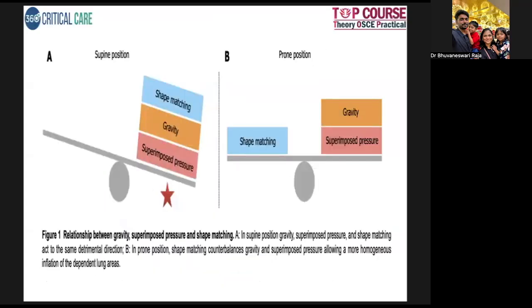Again, this is the relationship between gravity, superimposed pressure and shape matching in supine and prone position. Whereas in supine position, all three act in the same direction, causing a detrimental effect, in prone position, this is balanced.